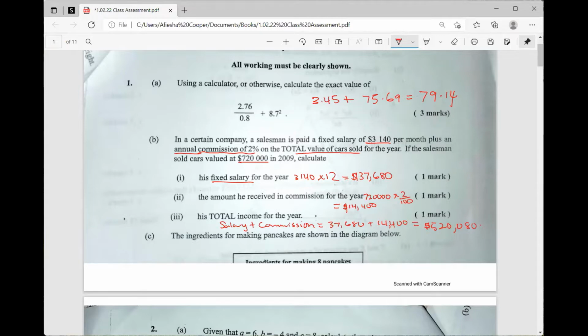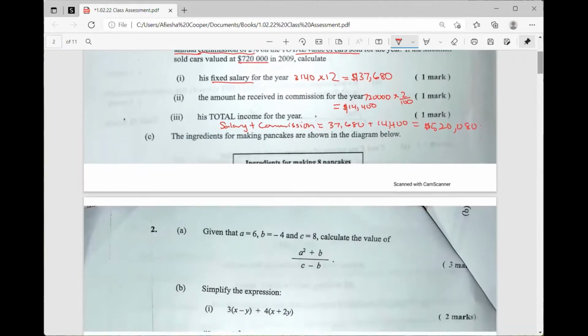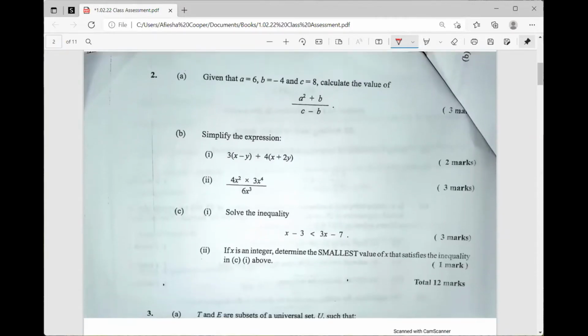Any questions? I hope that you all started off with a bang and have everything correct, right? Any questions before we move on? No. All right, awesome. So number 2, given that A is equal to 6, B is equal to -4, C is equal to 8. Now we're seeing a number 2. This is a substitution question.